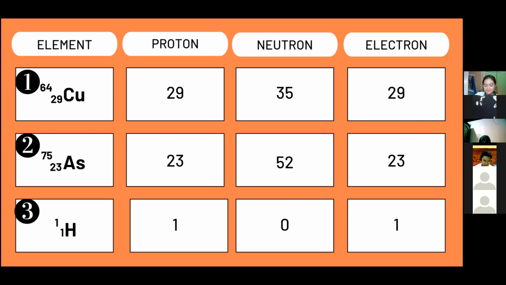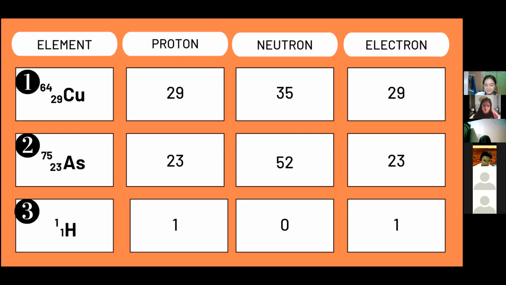So in the electron, meron ding specific na basic formula. So the atomic number minus the charge. So if there's no charge, i-leave it blank na lang, 0. So 29 pa din ang kanyang electron.